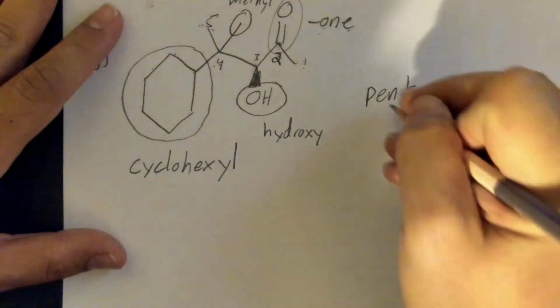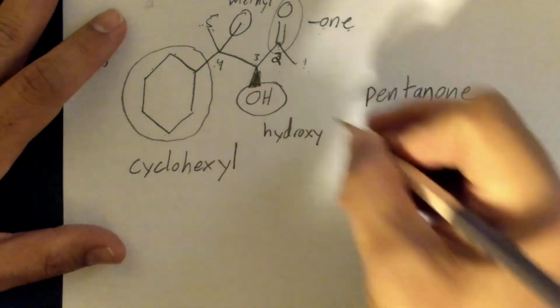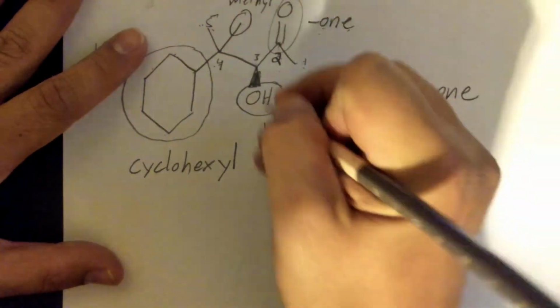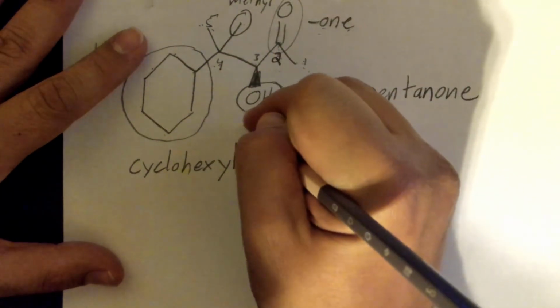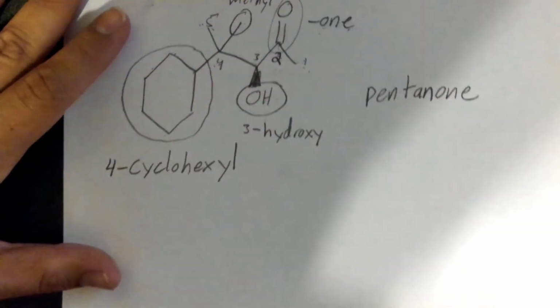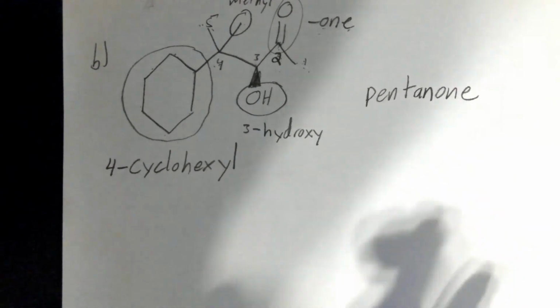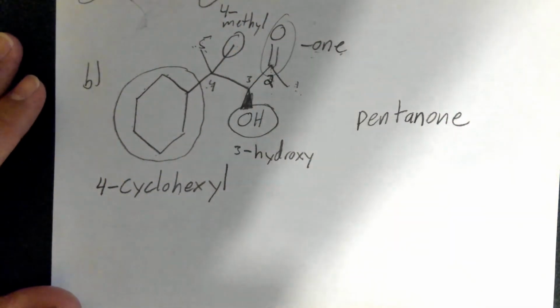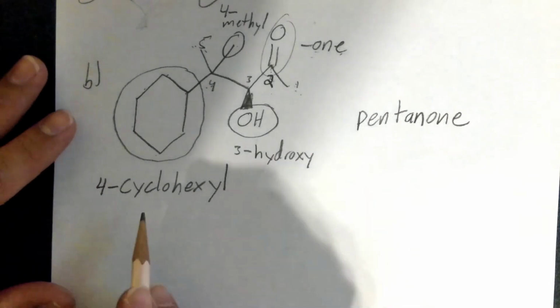Now we know the main parent name, so we have to lay out our substituents. This is at the number 4, so this is 4-methyl. This is at the number 3 carbon, so this is 3-hydroxy. This is at the number 4 carbon, so it's 4-cyclohexyl. But remember, the numbers we need to list to put in the name don't determine the order; it's alphabetical.